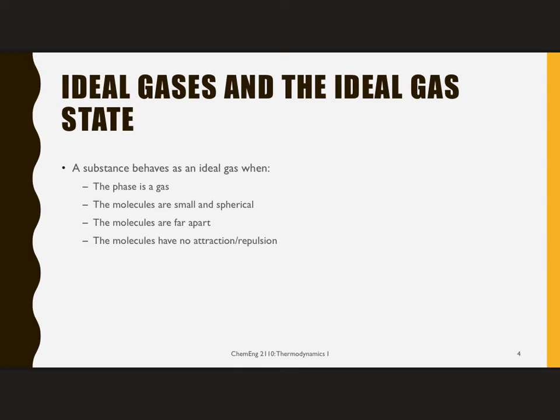Second, the ideal gas is based on molecules that are round and small, so they need to be totally spherical. The molecules also need to be far apart and have no attraction or repulsion to one another. Basically, every gas molecule behaves as a perfect little sphere, just all by itself, moving around in essentially empty space.